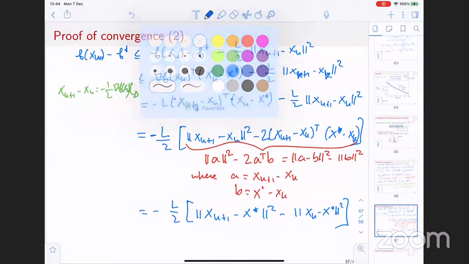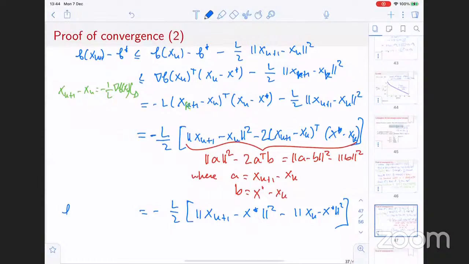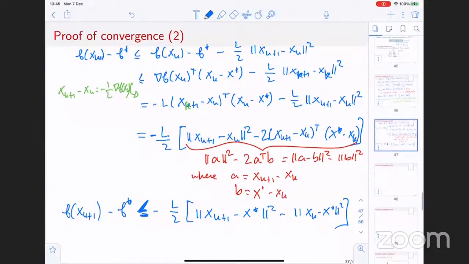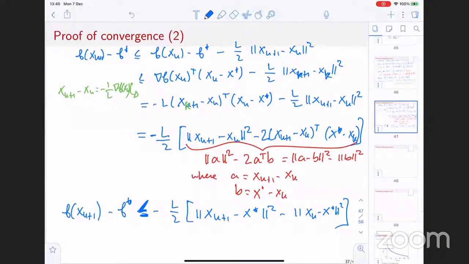So please bear with me. The proof is slightly more complicated than the other case, the strongly convex case. So we have that f of xk plus 1 minus f star is less than minus L over 2 times this difference. What is nice about this difference is that I can sum these inequalities, and then these things will cancel out each other. This is usually how such proofs are conducted.